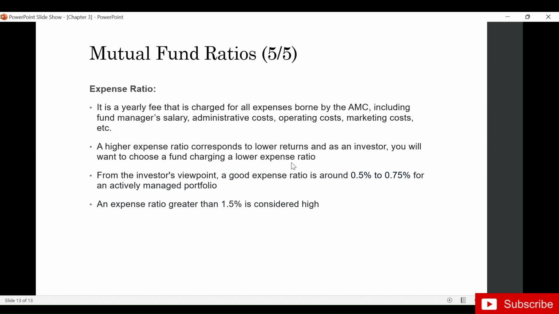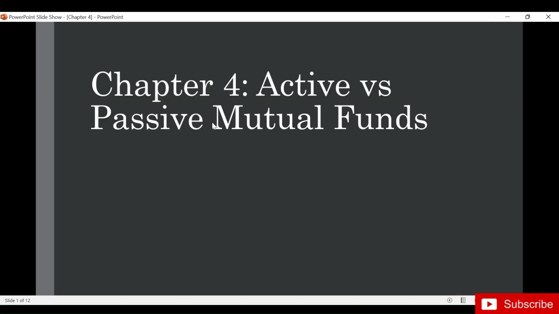From an investor's viewpoint, a good expense ratio is between 0.5% and 0.75% for an actively managed mutual fund. Also, an expense ratio which is greater than 1.5 is considered to be very high.